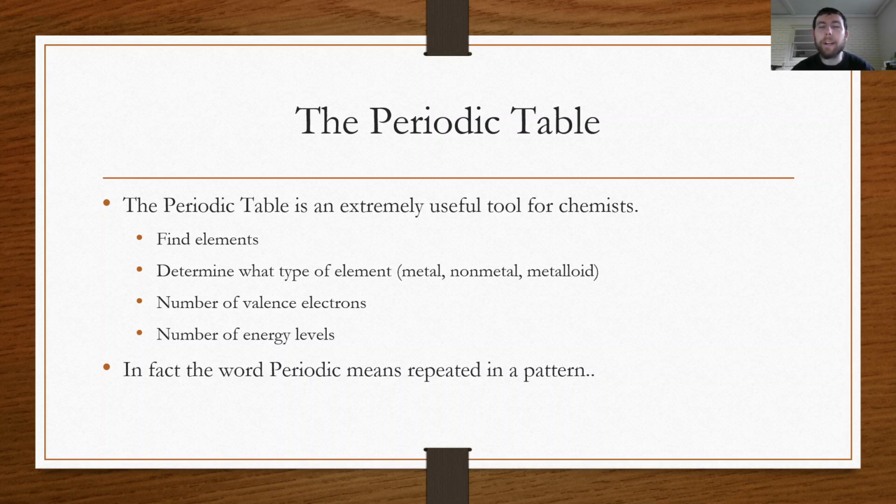Right? Because on the periodic table, we can find the following information. We can find the elements, right? We can determine what type of element it is, whether it's a metal, a non-metal, or a metalloid, just by looking at the periodic table.